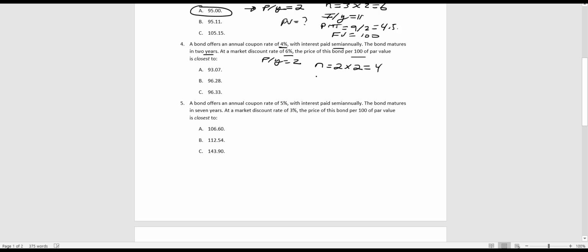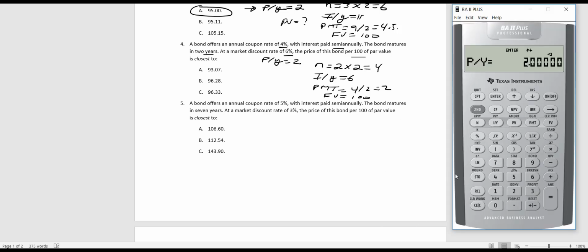All right. Our IY in this case, market discount rate of 6. Our payment is going to be our 4% times 100, which is 4, but it's semi-annual, so 4 divided by 2. Each coupon payment is going to be 2. And our future value is going to equal 100. So let's bring up the calculator to solve this one.